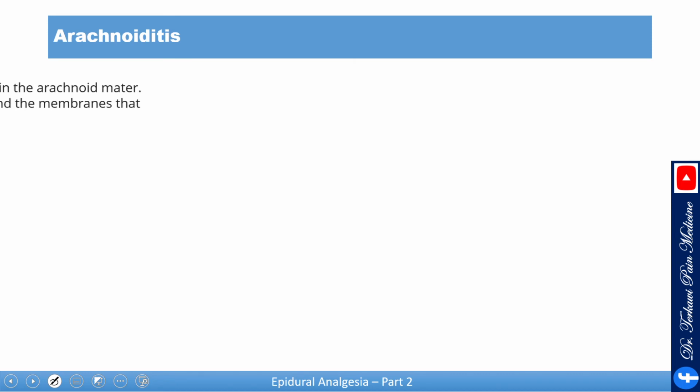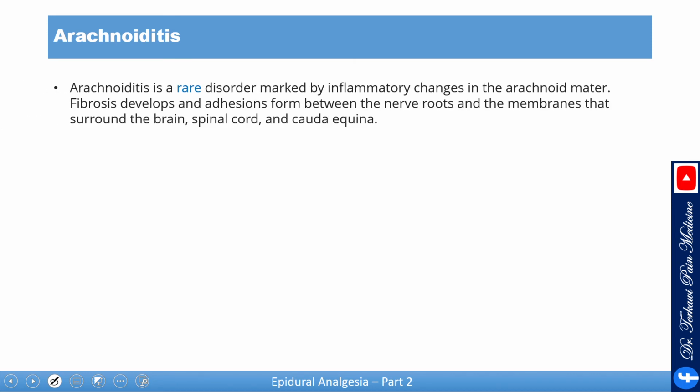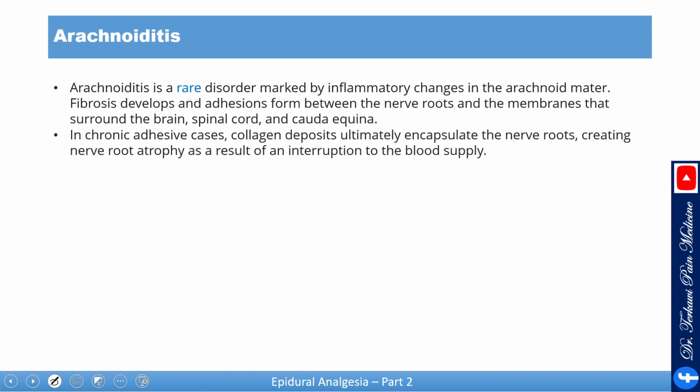Arachnoiditis. Arachnoiditis is a rare disorder marked by inflammatory changes in the arachnoid mater. Fibrosis develops and adhesions form between the nerve root and the membrane that surrounds the brain, spinal cord, and cauda equina. In chronic adhesive cases, collagen deposits ultimately encapsulate the nerve root, creating nerve root atrophy as a result of an interruption to the blood supply.